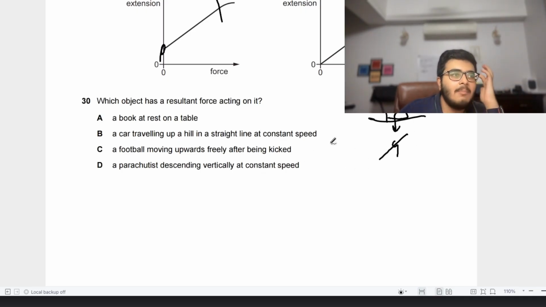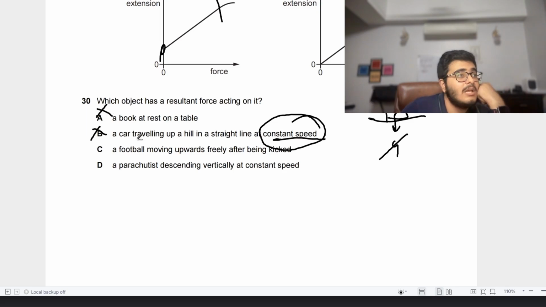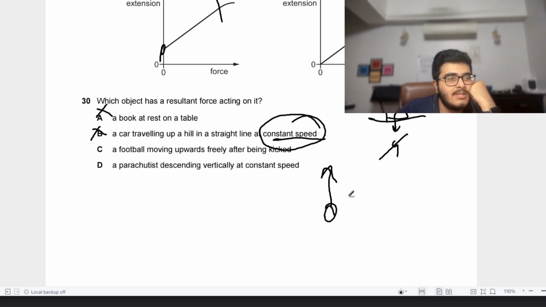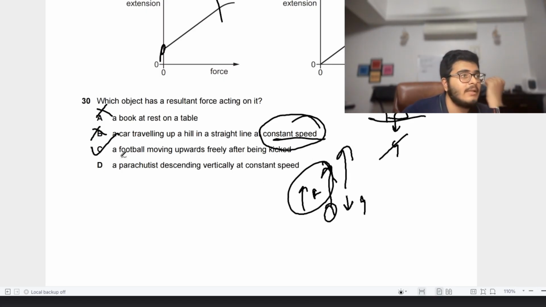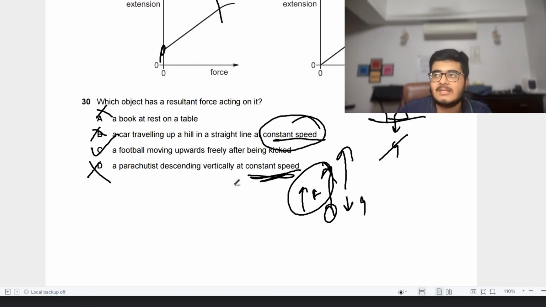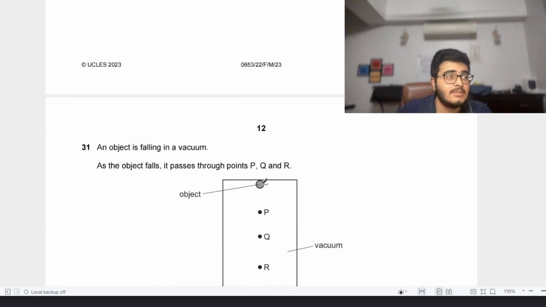A car traveling up a hill in a straight line at a constant speed. At a constant speed, so there will be no resultant force. Football moving upwards after being kicked. So the football is moving upwards. Gravity is also being applied. Yes, the football is overcoming the force of gravity and moving upwards. So there is a resultant force in the upward direction. So C is the correct answer. Parachute descending at a constant speed again. So when it's constant, there is no resultant force acting on it.